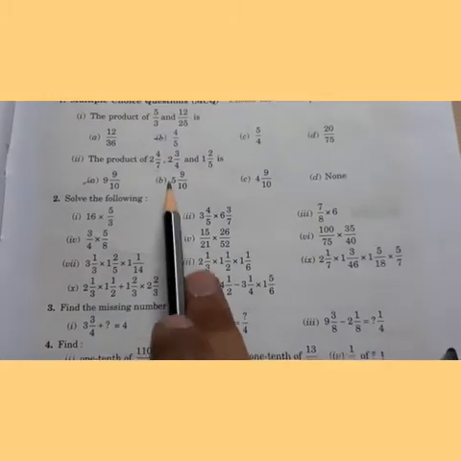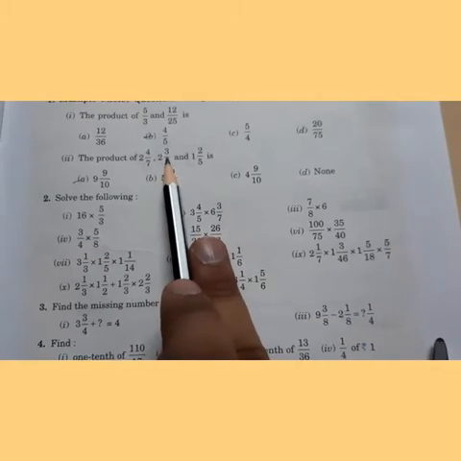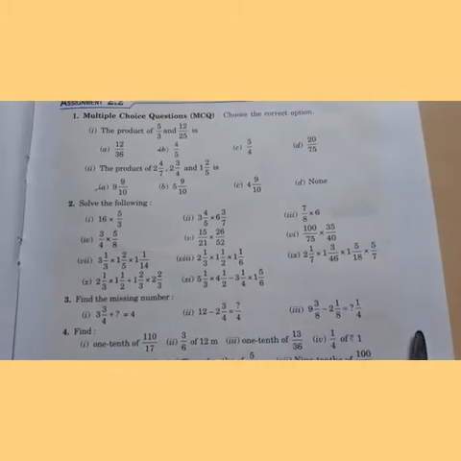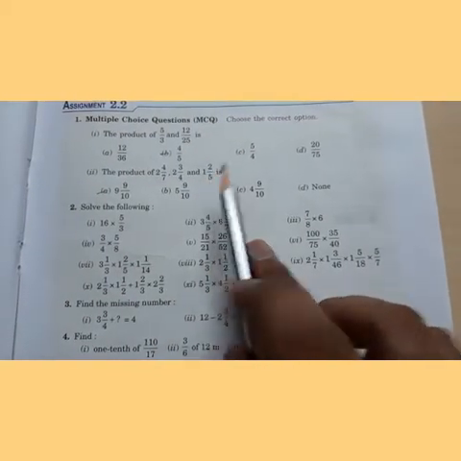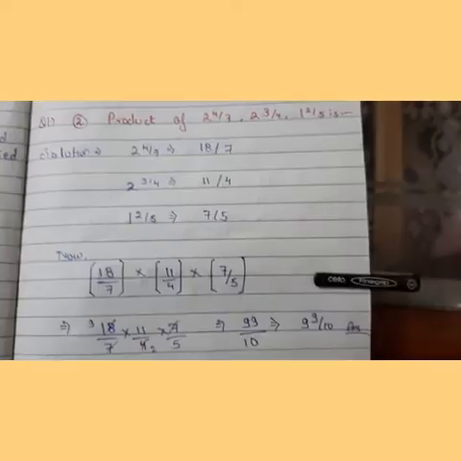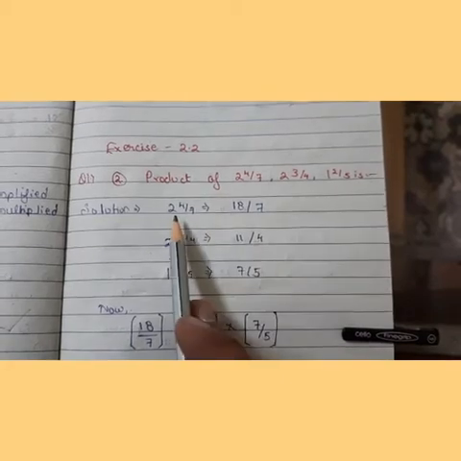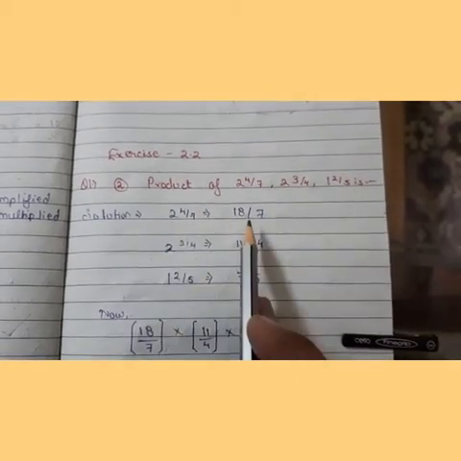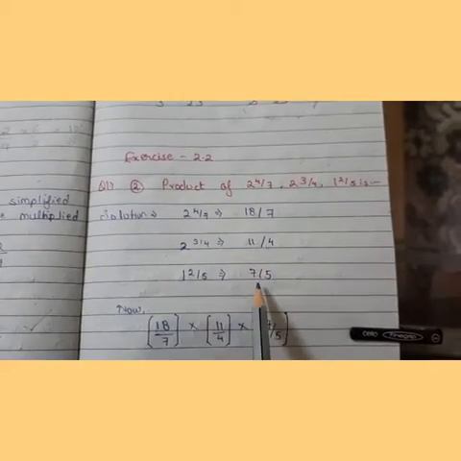Similarly, we will do it for 2 whole number 3 by 4: 4 into 2 is 8, 8 plus 3 is 11, that is 11 by 4. And 5 into 1 is 5, plus 2 is 7, that is 7 upon 5. Now let's see it theoretically. As I just explained, 2 whole number 4 upon 7, when you convert this mixed fraction into an improper fraction, it will be 18 upon 7, 11 upon 4, 7 upon 5.